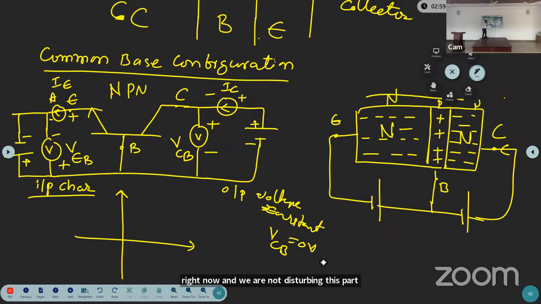This enta pettamu, 0 volts పెట్టాం. How are we keeping these 0 volts? By adjusting this bias voltage. Now you keep VCB equal to 0. Now coming to the input bias here, now you can vary this.